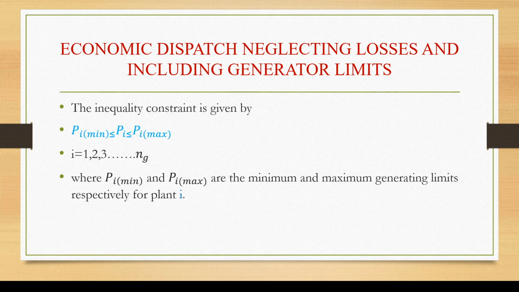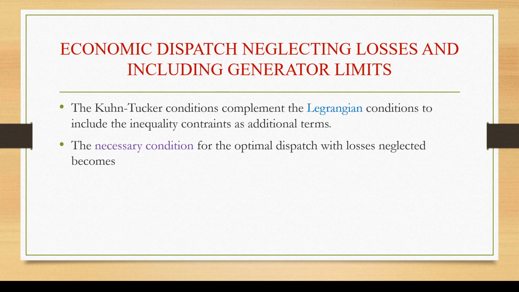Now we have to take into consideration the inequality constraint, that is, Pi should lie between Pi minimum and Pi maximum, where i is equal to 1, 2, 3 and so on till ng. Pi min and Pi max are the minimum and maximum generating limits respectively for plant i. The Kuhn-Tucker conditions complement the Lagrangian condition to include the inequality constraints as additional terms. Previously we were considering only equality constraints, but now we are considering inequality constraints also.